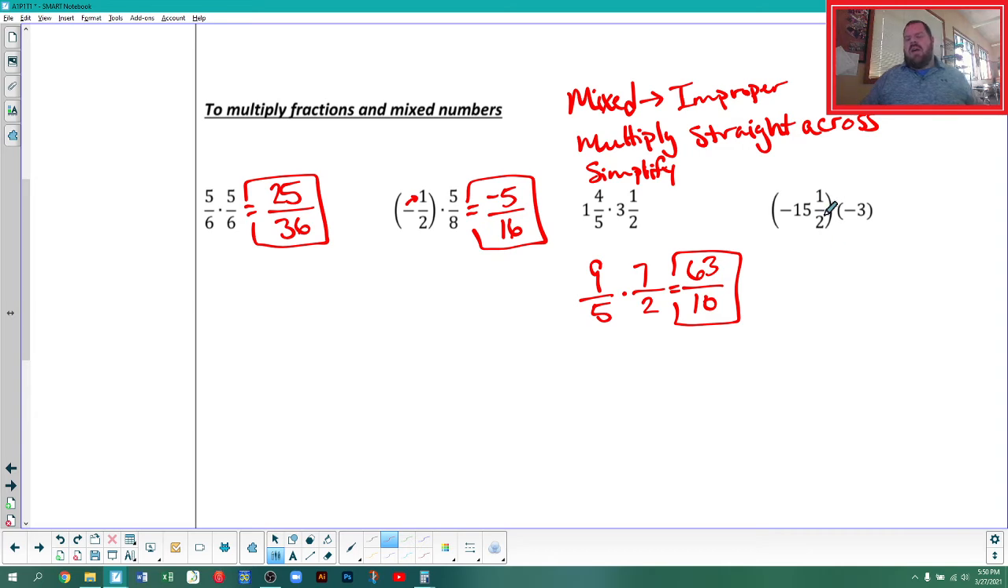Next one, I have a couple mixed numbers here. Well, a mixed number and a whole number. 15 times 2 is 30, times 1 is 31, and I need to make that negative 31 halves. In this one, I'm just going to leave negative 3, but I'm going to put it over 1 so it looks like a fraction.